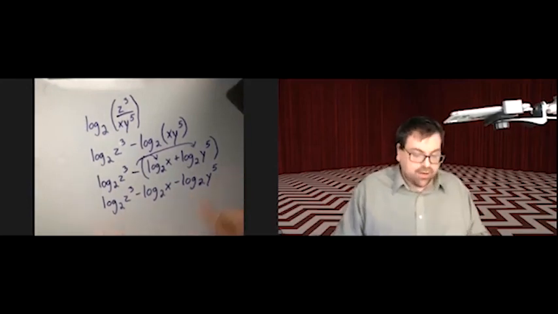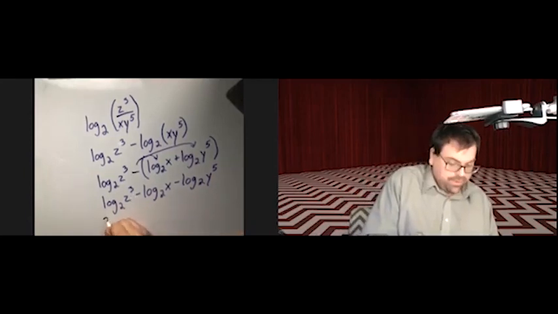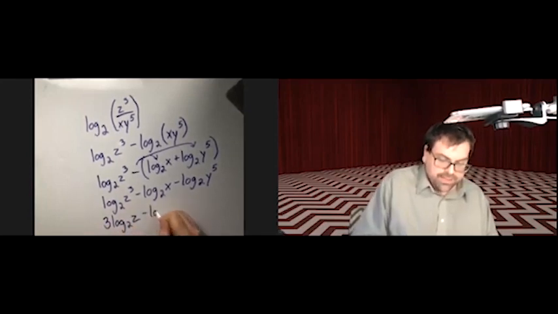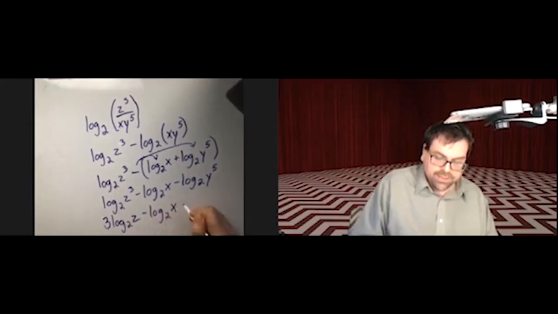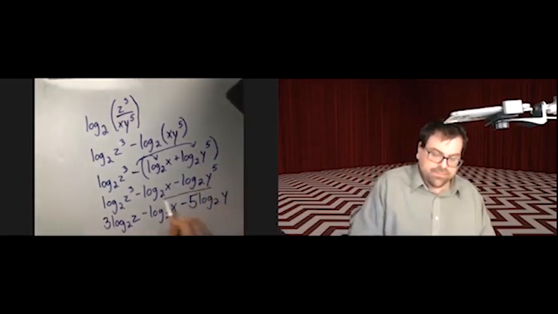Now we just need to take care of our powers. The z cubed, the 3 goes out front as multiplication. Minus log base 2 of x, minus, again here, the y to the 5th, the 5 comes out front as multiplication.